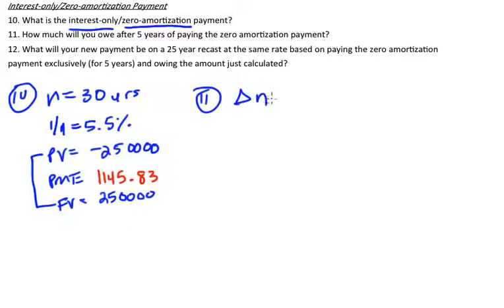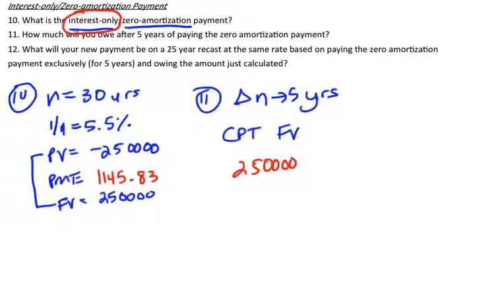Well, let's change into 5 years in our calculator, and then let's compute the future value, and you find out, oh, wait a second, I owe $250,000. Well, of course you do. This is an interest-only loan. You have paid no principal.